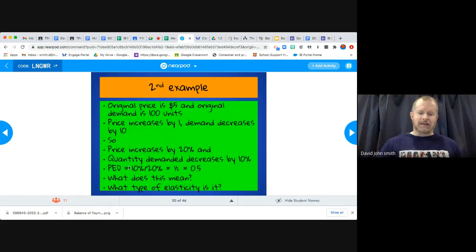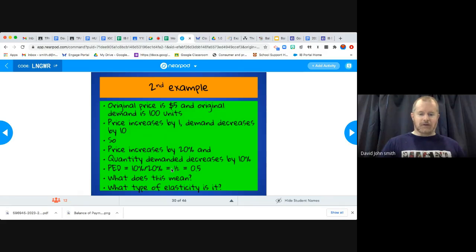So therefore, again, let's have a look at the PED. So where are we here? 10% divided by 20%, okay? So in this particular case, you have, again, the queen higher than the princess: the percentage change of quantity demanded divided by the percentage change in the price.